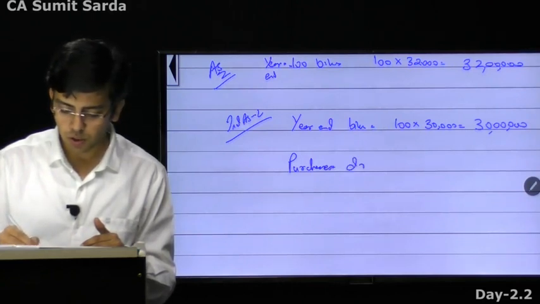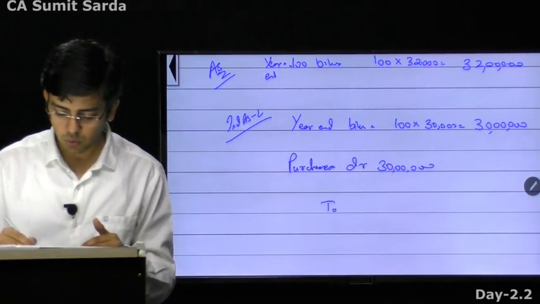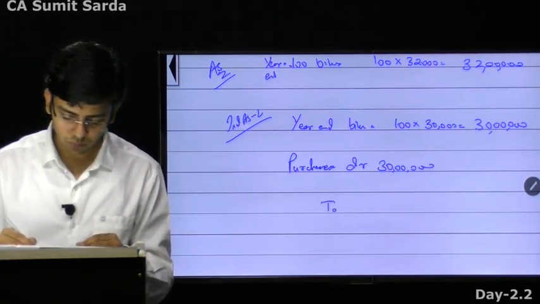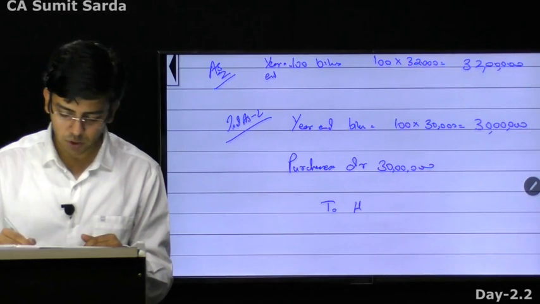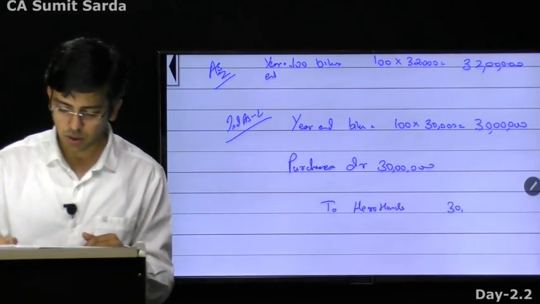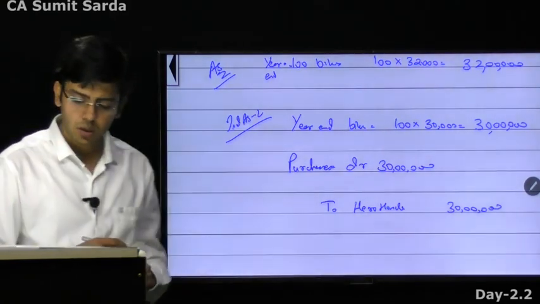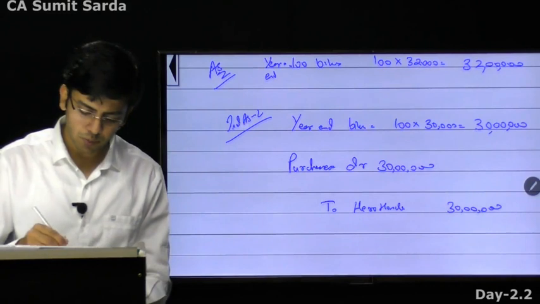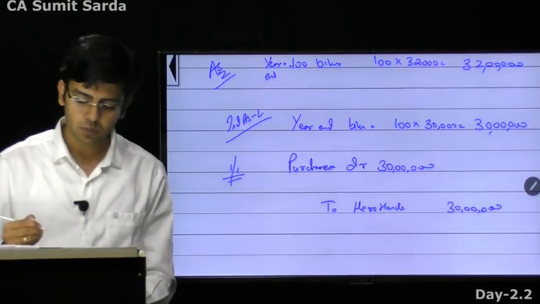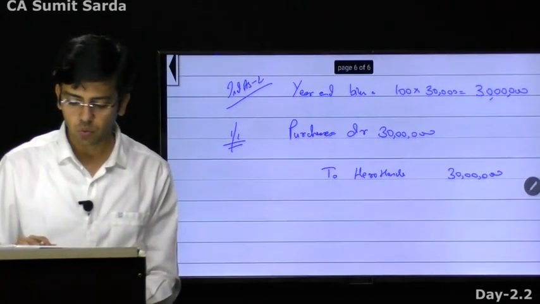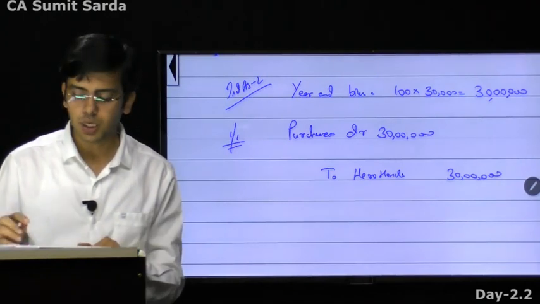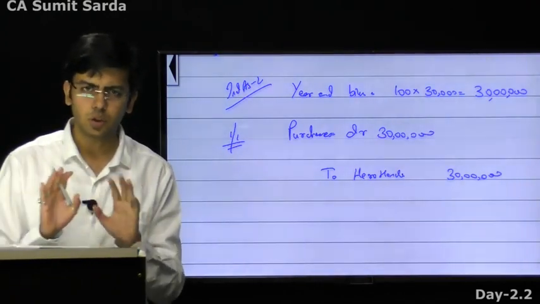So what I'll do is purchases account debit 30 lakhs to the company's name. Let's say it is Hero Honda, I'll write Hero Honda account, to Hero Honda account 30 lakhs. But what I need to pay them is 32 lakh and not 30 lakhs. Okay, calm down. If you have purchased this on 1st January, you need to account on 1st January itself. We'll account it at 30 lakh, not 32 lakhs. Not 32 lakh, 30 lakh.